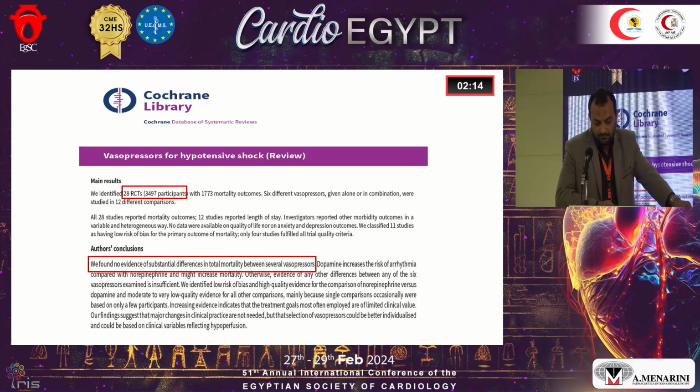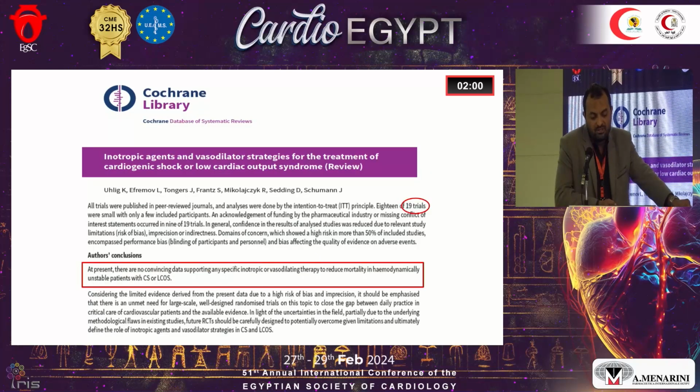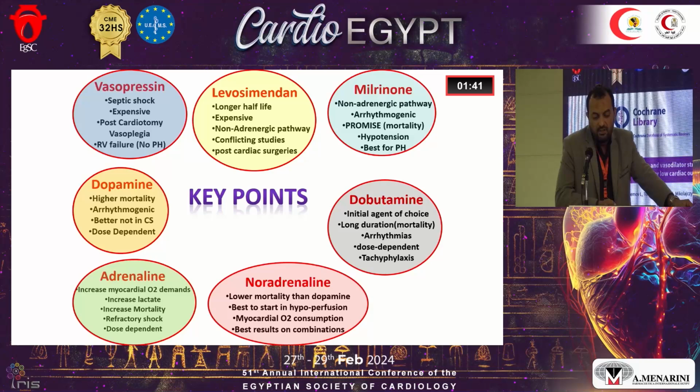This is a Cochrane study done on vasopressors for hypotensive shock. They analyzed 28 randomized controlled trials with 173 mortality. The authors concluded there is no evidence of substantial difference in total mortality between the several vasopressors. No one is better than the other. Now the same kind of study for inotropic agents in cardiogenic shock and low cardiac output patients. At present, there is no convincing data supporting a specific inotropic or vasodilating therapy to reduce mortality in hemodynamically unstable patients with cardiogenic shock. The Cochrane study covered 19 trials. These are the only randomized controlled trials.